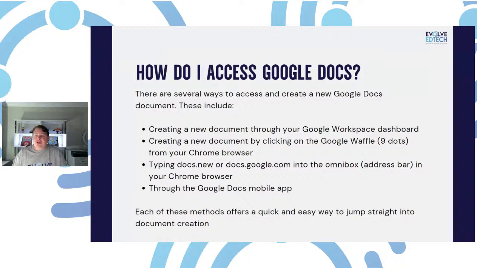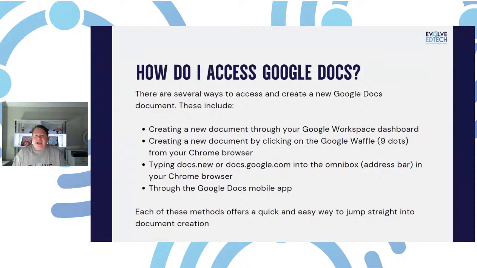Another way is if you are logged into Chrome, okay, up in the top right-hand corner of your browser, you will find some 9 dots. It looks like a little waffle, okay? If you click on that, you will be able to find and see all ranges of different Google Workspace applications that you can access and you can create then and there, okay? So that is our second way that we can access a new Google Docs document.